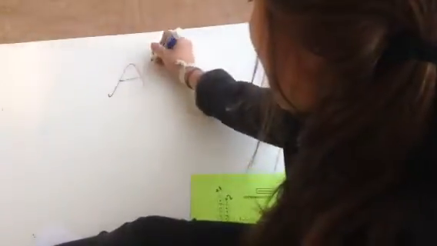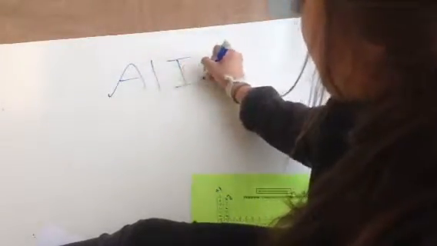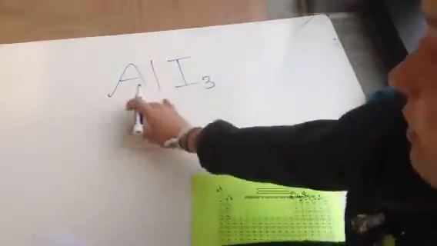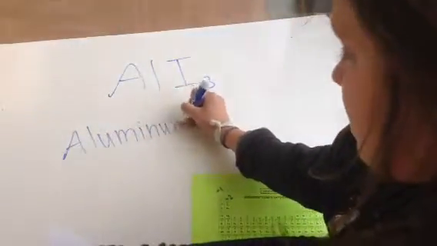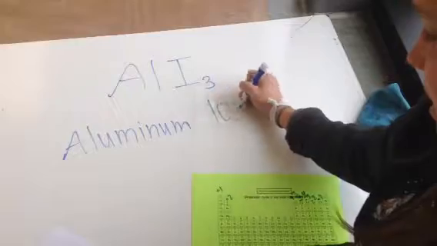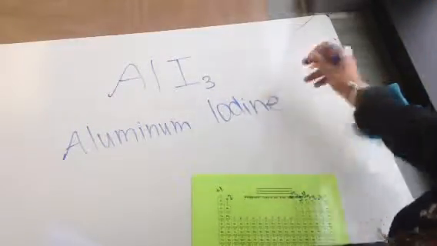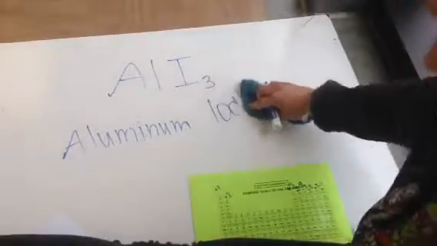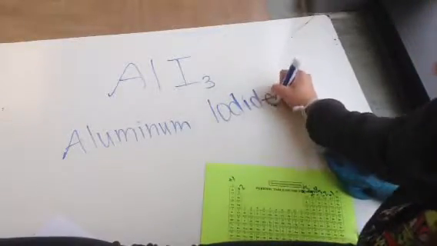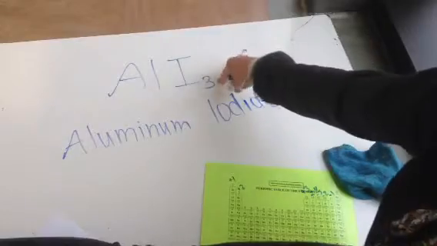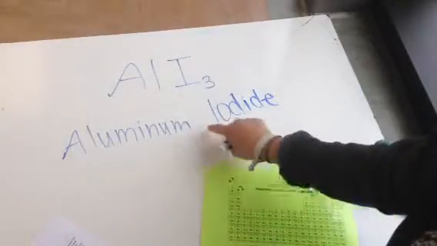Whereas if you had, say, AlI3, this is going to be aluminum, and then I stands for iodine, which again you take off the INE and you add "ide" instead. And you don't have to worry about doing anything with the 3, so it becomes aluminum iodide.